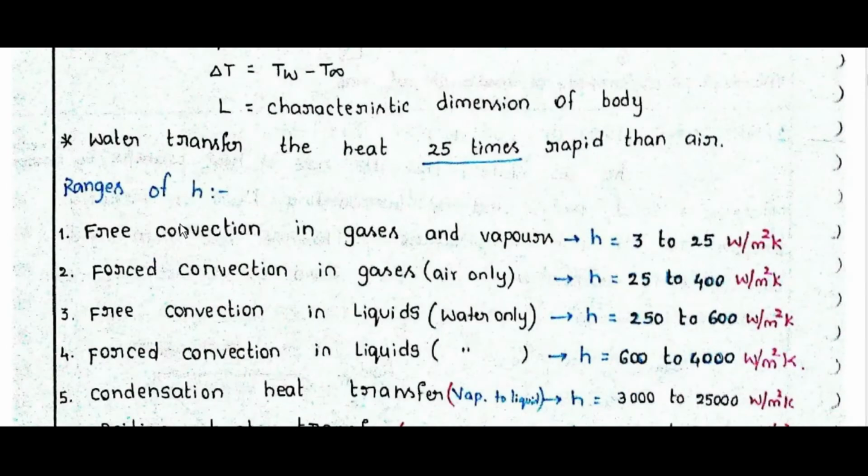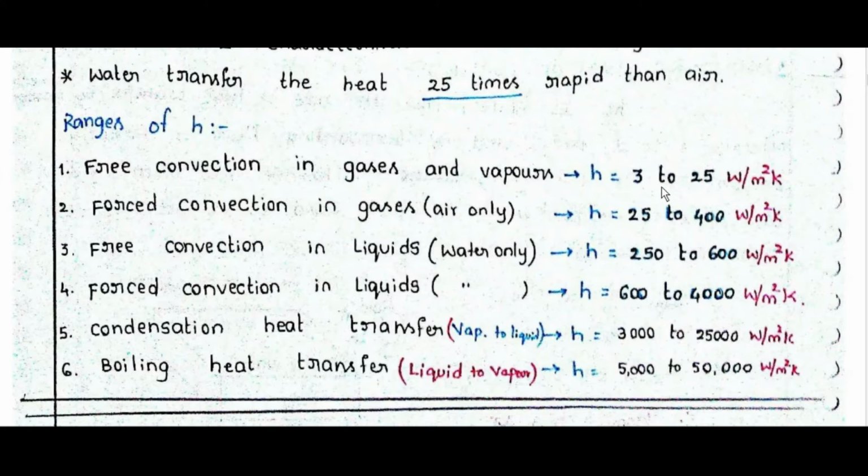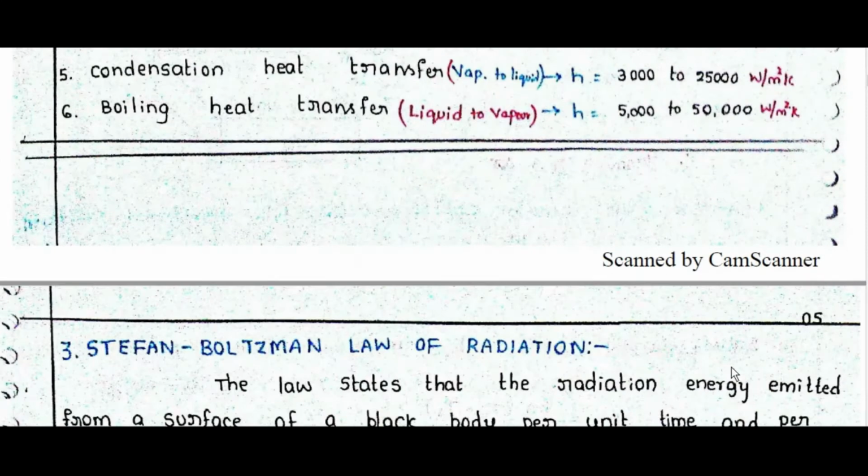Ranges of h. Free convection in gases and vapors: h is 3 to 25 watt per meter square Kelvin. Forced convection in gases, air only: h is 25 to 400 watt per meter square Kelvin. Free convection in liquids, water only: h is 250 to 600 watt per meter square Kelvin. Forced convection in liquids, water only: h is 600 to 4000 watt per meter square Kelvin. Condensation heat transfer, vapor to liquid: h is 3000 to 25,000 watt per meter square Kelvin. Boiling heat transfer, liquid to vapor: h is 5000 to 50,000 watt per meter square Kelvin.